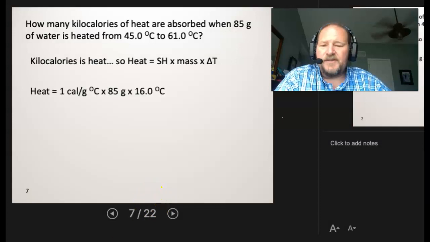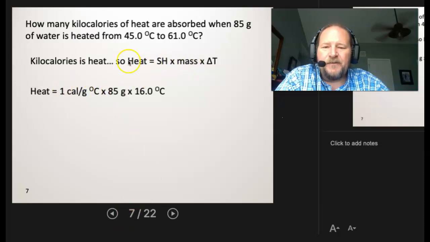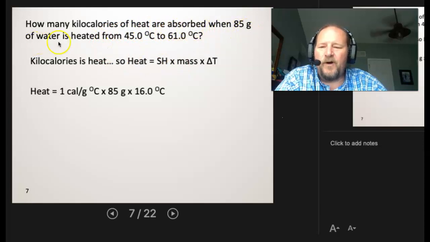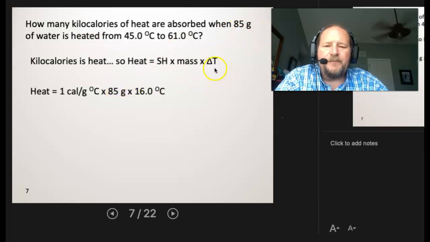All right, so we know that specific heat then is 1 calorie per gram degree C. And then we're told mass. We need the mass of the water, so we go back into the question. Heat are absorbed when 85 grams of water. So we know it's 85 grams. That's going to be our mass. And then delta T. Now, delta T is not either one of these temperatures. Remember, it's the difference between the two. We want to take the final, the 61, minus the initial, 45. The difference between those two will be 16 degrees. Now, what's really going to be different is if this was switched.